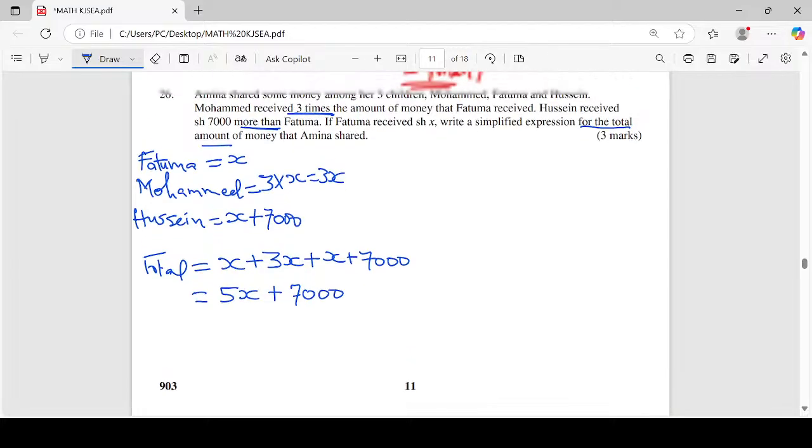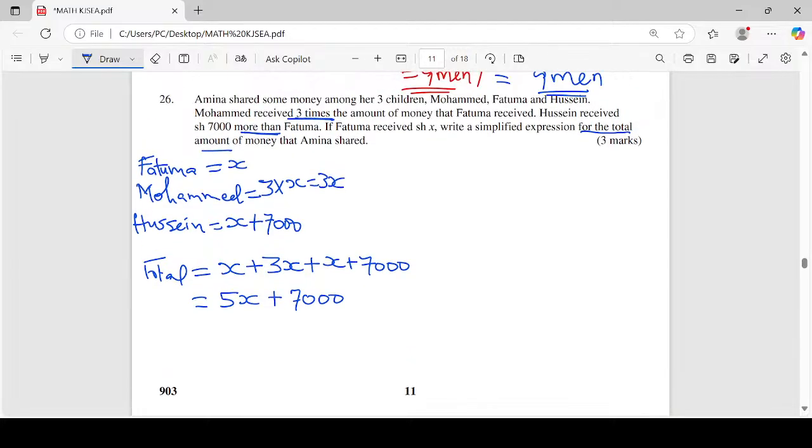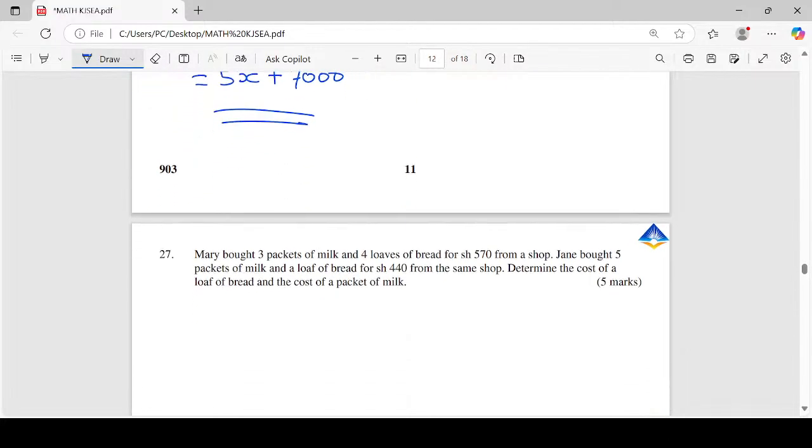That is the expression, right? A simplified expression. Yes, that one is much more simplified. We cannot work it out further. 5x plus 7,000. Thank you on that.